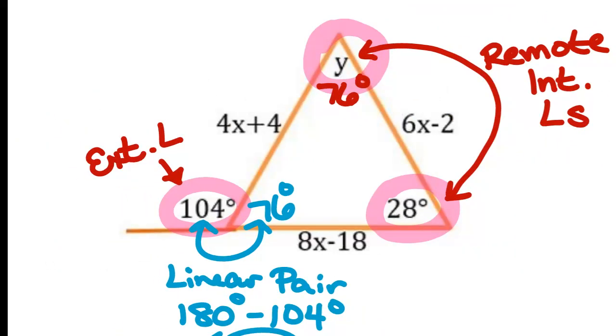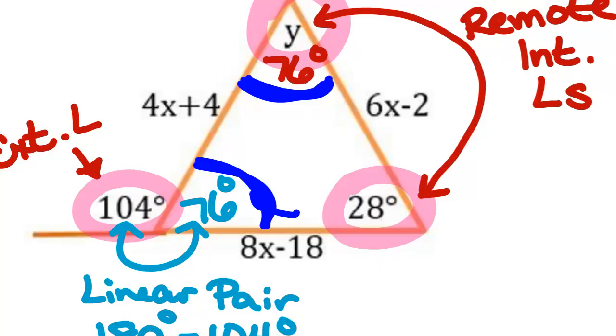That's interesting. Why do I find that intriguing? Yes, because y was also 76. So this angle here is the same size as this angle here. That means this is an isosceles triangle. I have two angles that are the same size. The isosceles triangle theorem converse that we just wrote down a moment ago says if I have two angles that are the same size, then the sides that are opposite those angles are also the same size.